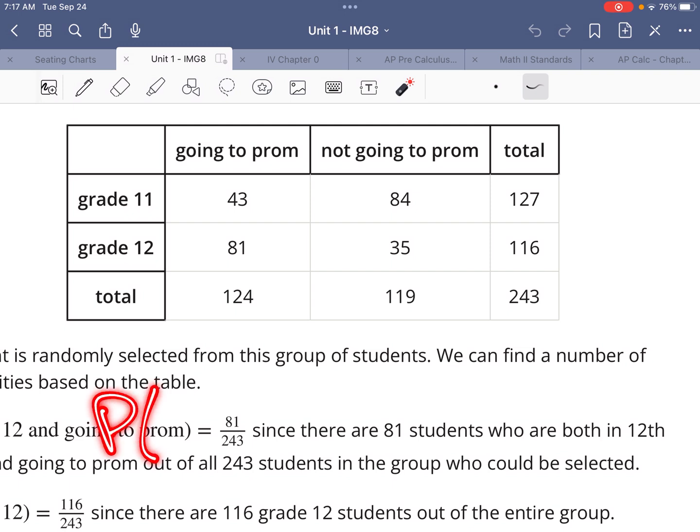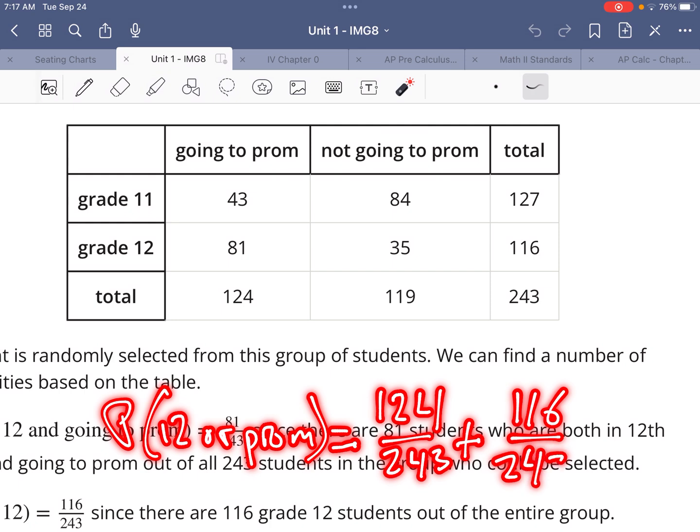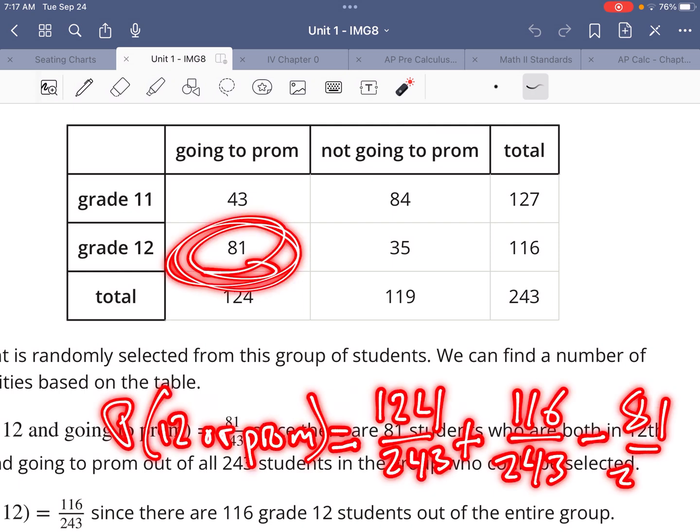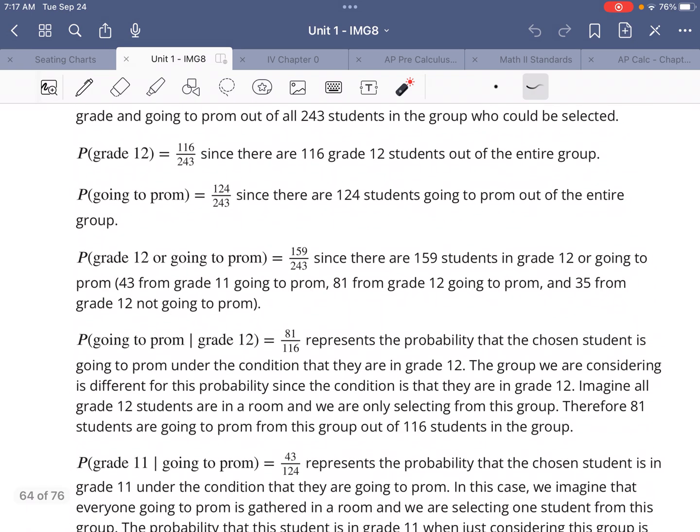So the probability of grade 12 or prom, again, would be the probability of going to prom, which is 124 out of 243, plus the probability of grade 12, that would be 116 out of 243. And then we would just take away the probability for this category, so that would be 81 out of 243. So that's your addition rule, figuring out the or part.